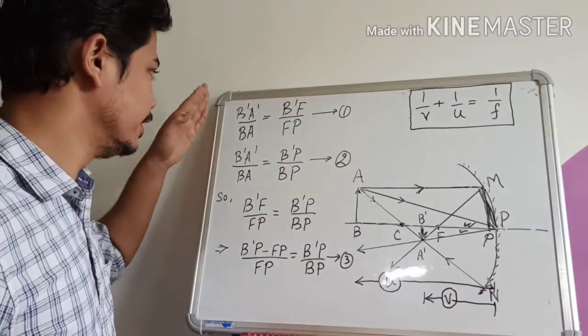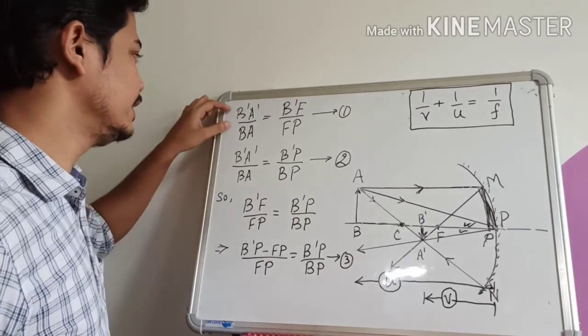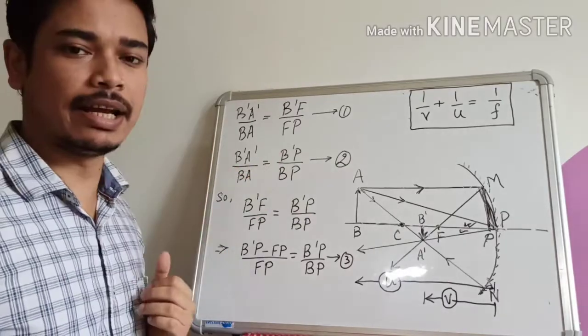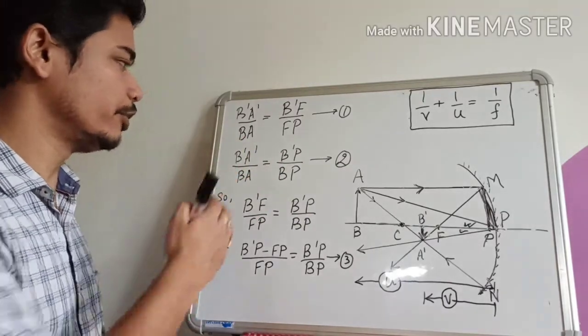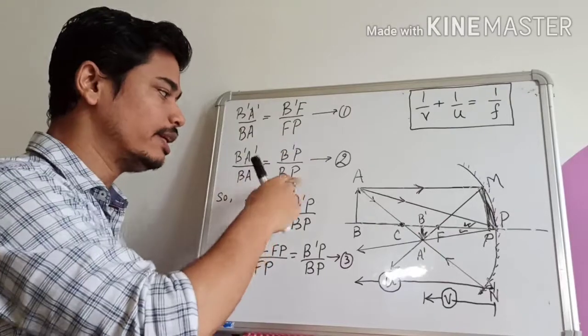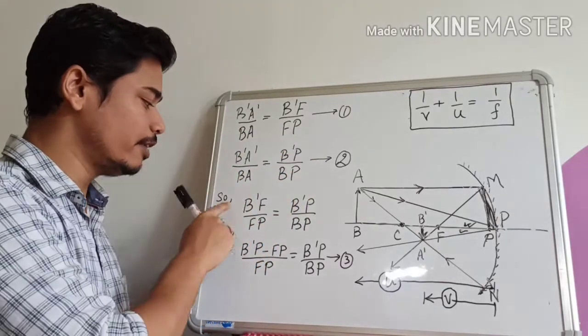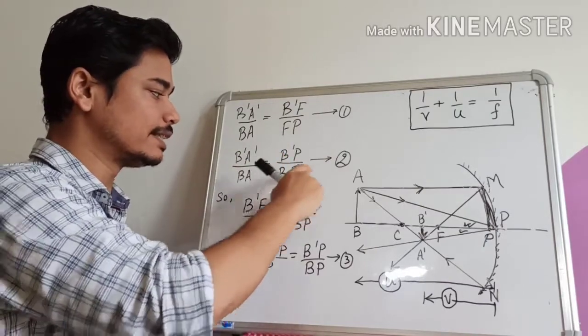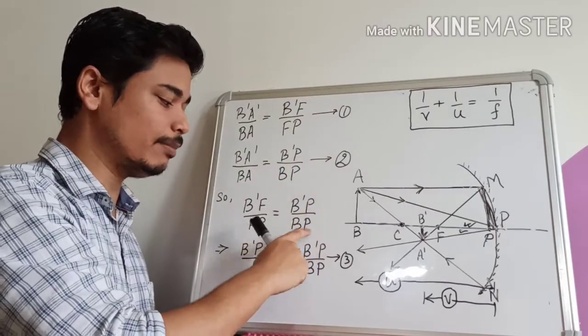Now see, if we compare these two equations, then we can see that the left hand side of the two equations are the same. Therefore, we can equate the right hand sides of these two equations. So if we equate the right hand sides of these two equations, then we will have B'F divided by FP equal to B'P divided by BP.